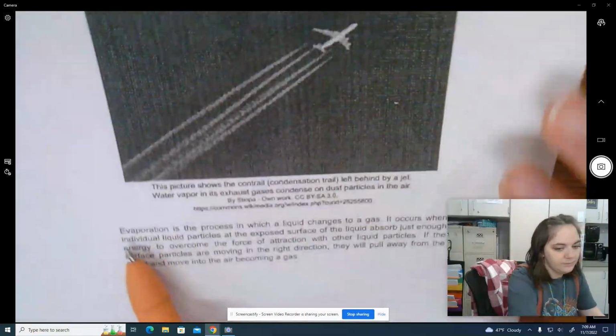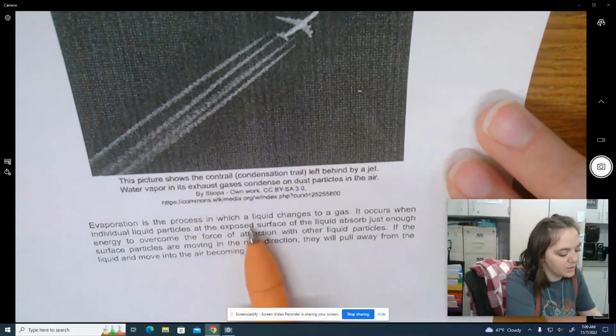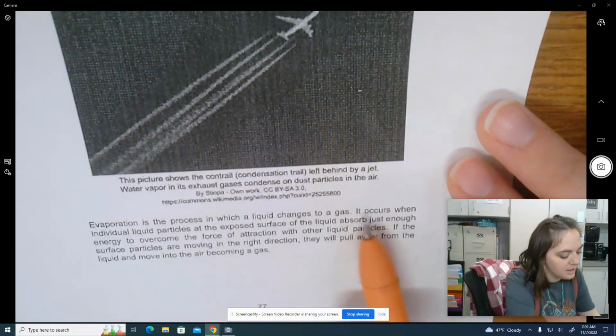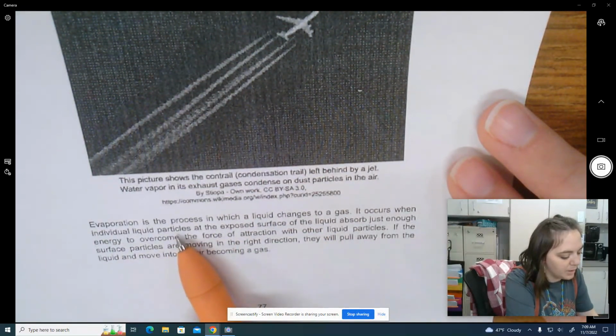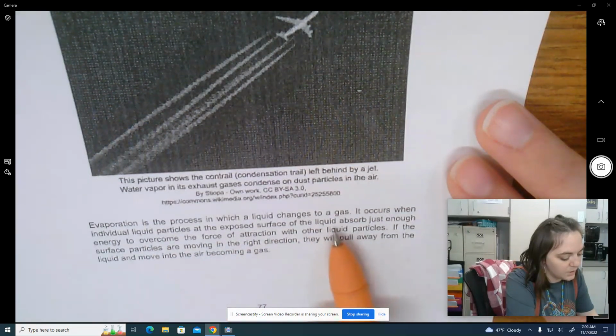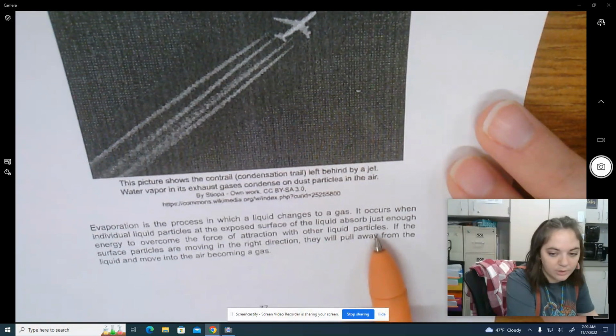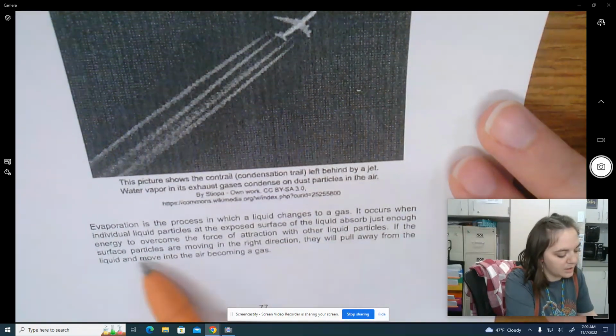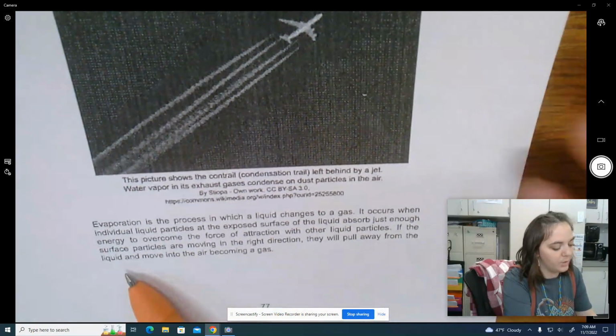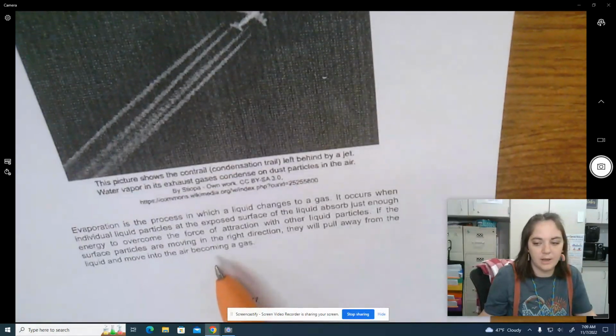Evaporation is the process in which a liquid changes to a gas. It occurs when individual liquid particles at the exposed surface of the liquid absorb just enough energy to overcome the force of attraction with other liquid particles. If the surface particles are moving in the right direction, they will pull away from the liquid and move into the air, becoming a gas.